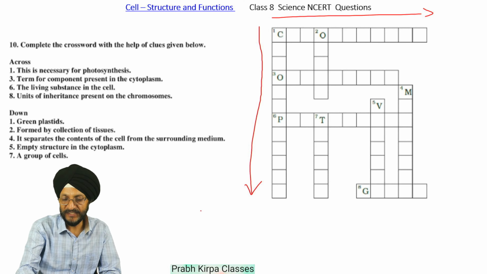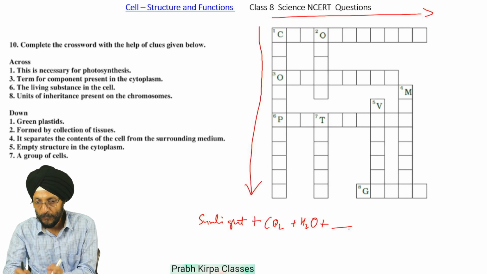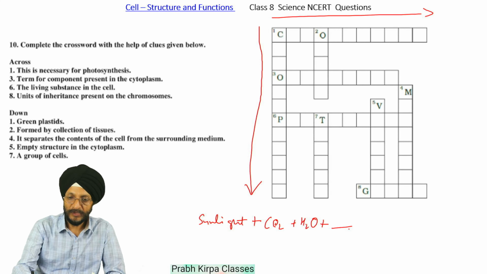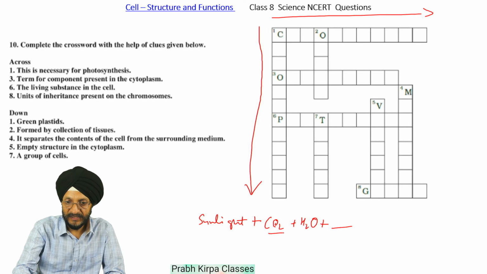We know that photosynthesis is the process in which the green plants prepare their food in the sunlight with the help of carbon dioxide, water, and chlorophyll is also necessary so that the photosynthesis can be carried out. So here carbon dioxide does not fit this fill in the blanks. H2O, water also does not fit. So we will fill chlorophyll.